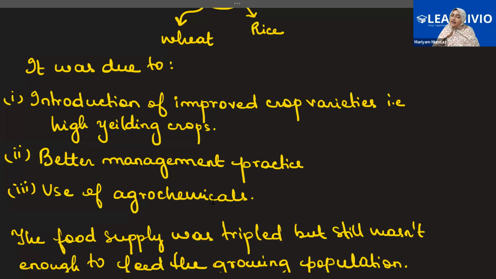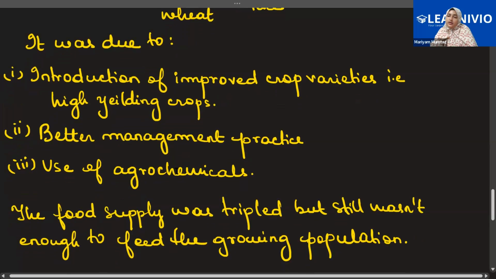And then the use of agrochemicals, meaning they started to use fertilizers and pesticides. And obviously, if the fertilizers and pesticides are used, then the pest will not attack the plant, right? It will not attack the crop. And secondly, when chemical fertilizer is used, it means that all the minerals, all the nutrients will be provided to the plant in a much better way, right? Now, because of this very reason, the food supply was tripled.